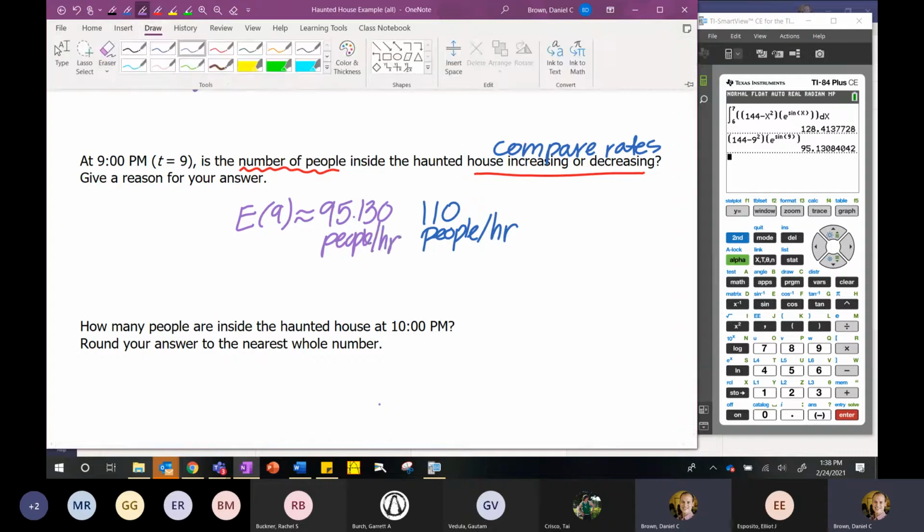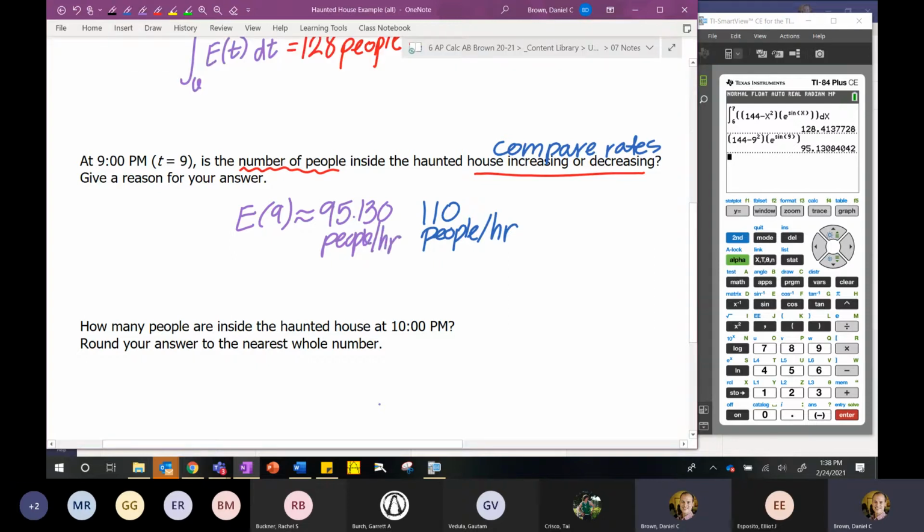And I do want to make sure I compare those clearly. Well, which one's happening faster? 110 is the bigger one. So then I can draw my conclusion from there. So I found E of 9. That gave me 95.13 people per hour entering.